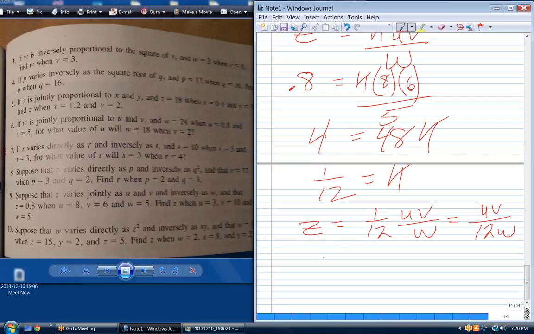Okay? So now the rest of it is find Z when U is 3, V is, what is that, 10? Yeah, V's 10. And W is 5. 30 divided by 60 is 1/2.